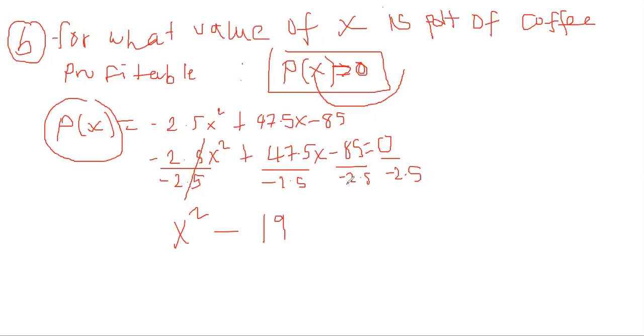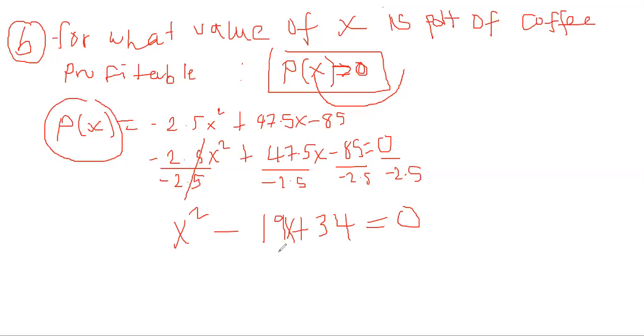So this minus would give us positive 85. Then this should give us 34. So this would be 19x plus 34. Obviously, this would be 0. So we have x raised to the power of 2 minus 19x plus 34 equals 0.